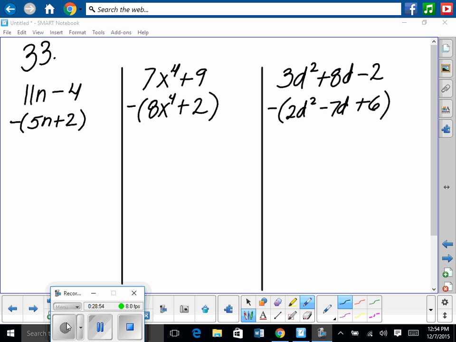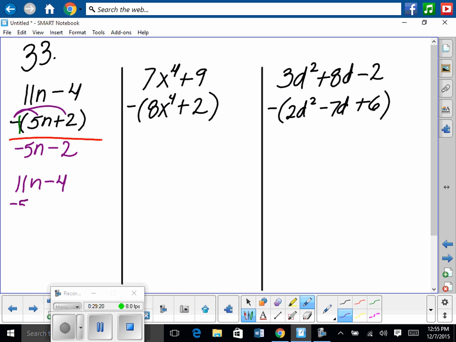Okay, we've got to be very careful with these ones because there's a bunch of subtraction in here. So we have 11n minus 4 minus all that stuff. Be careful here because technically we have a -1 right here in front, and we've got to distribute that -1 through. So -1 times 5n is -5n, and then -1 times +2 is -2. So technically we're doing 11n minus 4, and then we have -5n minus 2. With that negative, we've got to distribute it through.